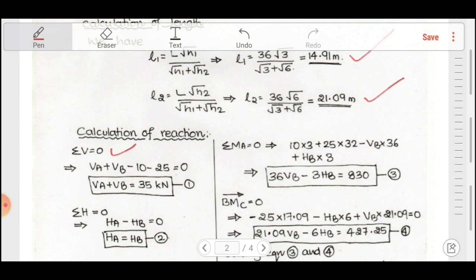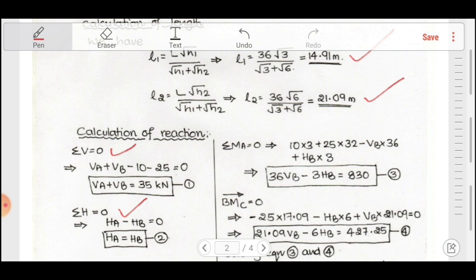Similarly, we'll apply summation of horizontal forces equal to 0. We'll apply the second equilibrium equation. So you have only two forces, one is HA, second one is HB. HA is moving to the right side, HB is moving to the left side, hence HA is equal to HB.